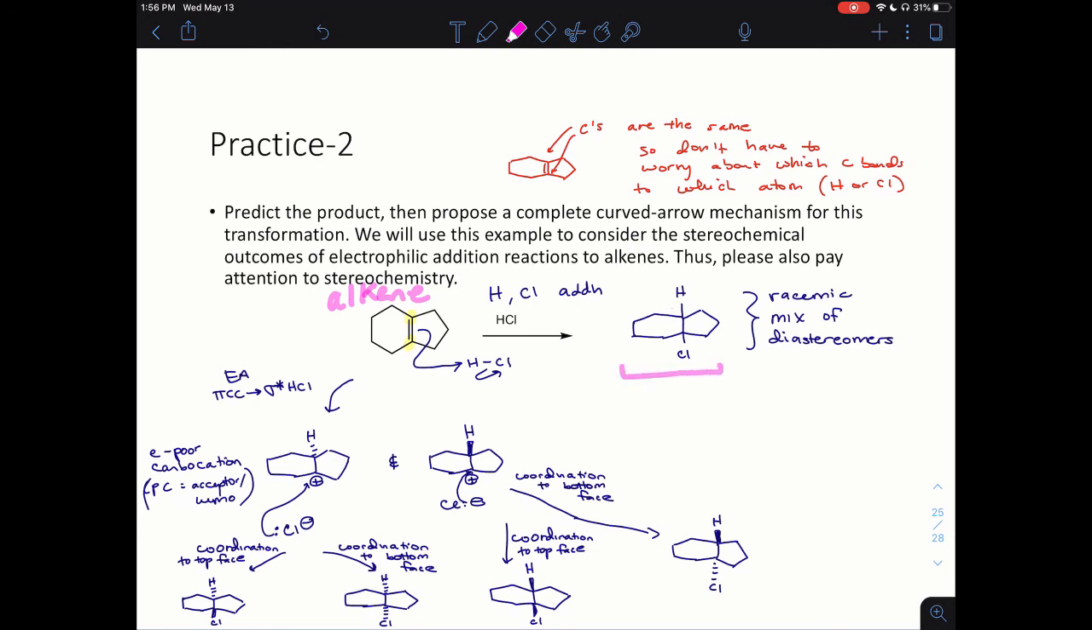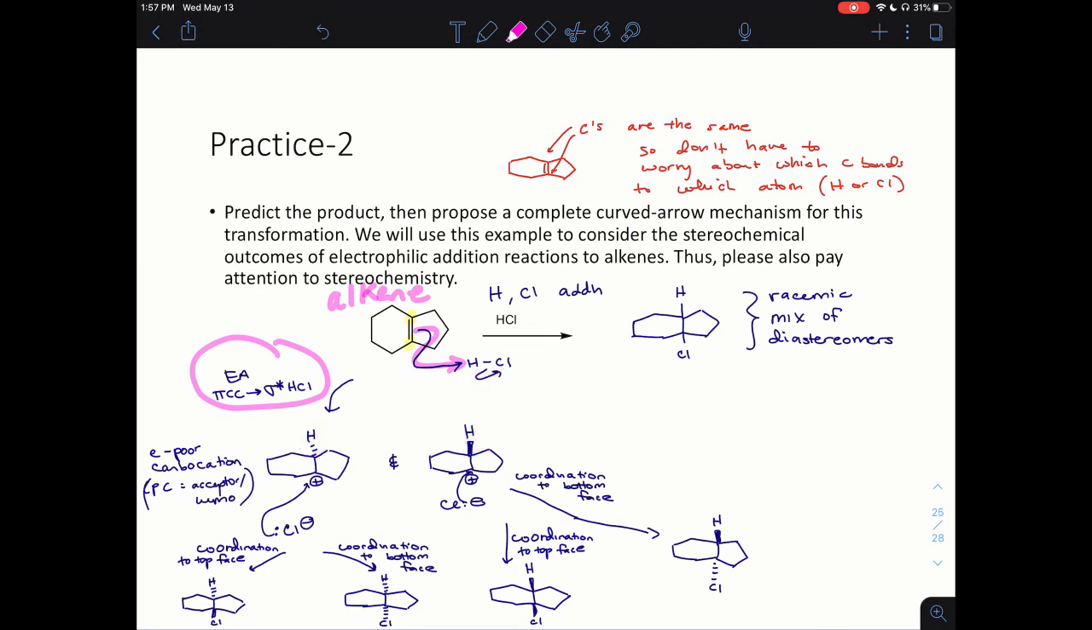So this is the product, and it will be formed as a racemic mixture of diastereomers. That sounds exciting. Let's look at it. The first step will involve an electrophilic addition of the pi electrons to sigma star HCl, making a carbon-hydrogen bond and leaving a carbocation on the other carbon. Now, either one of the alkene carbons could have made the carbon-hydrogen bond, and it could happen to either the top face or the bottom face. So here's protonation to the bottom face. Here's protonation to the top face.